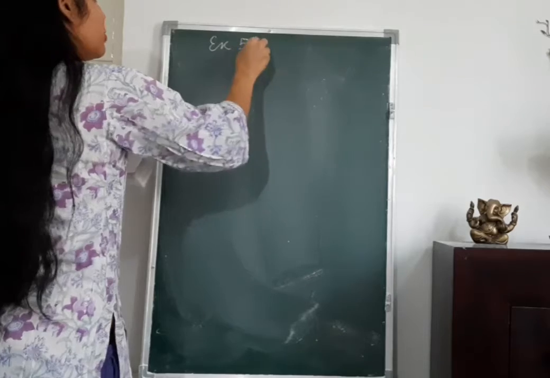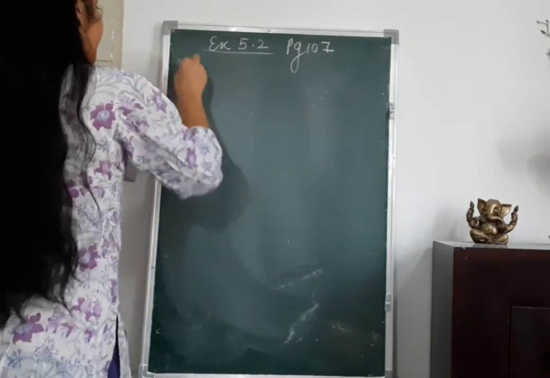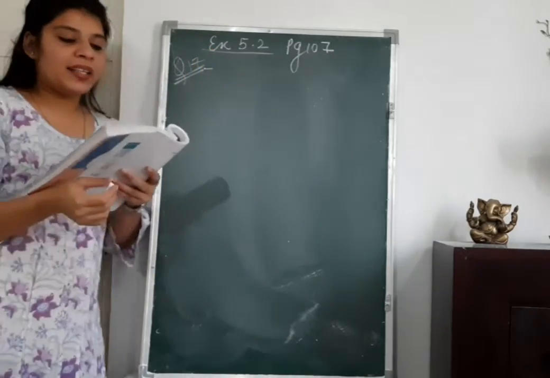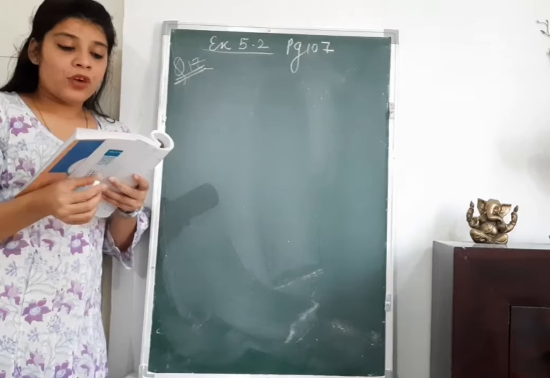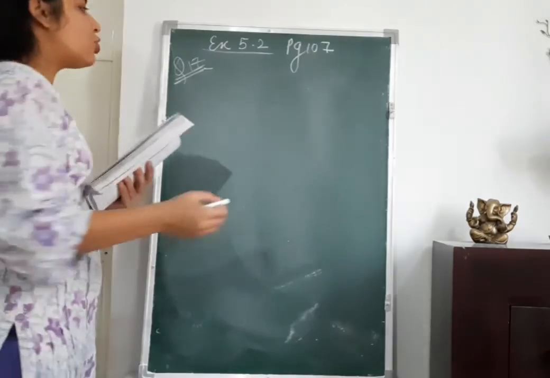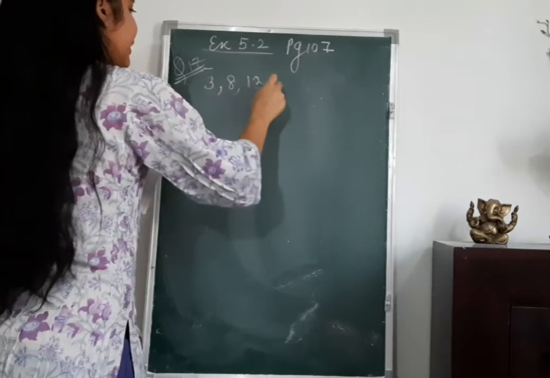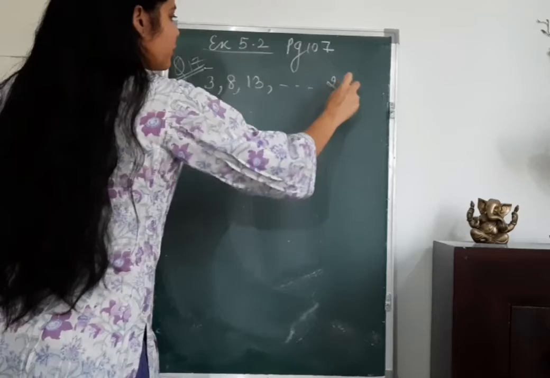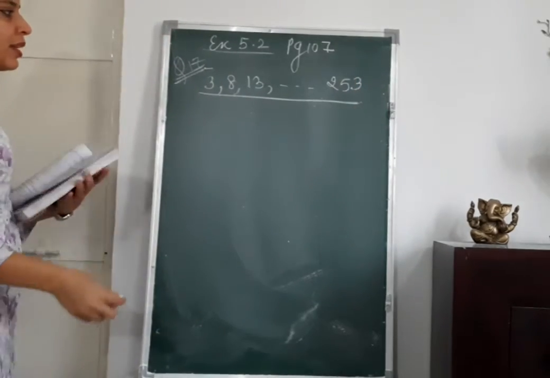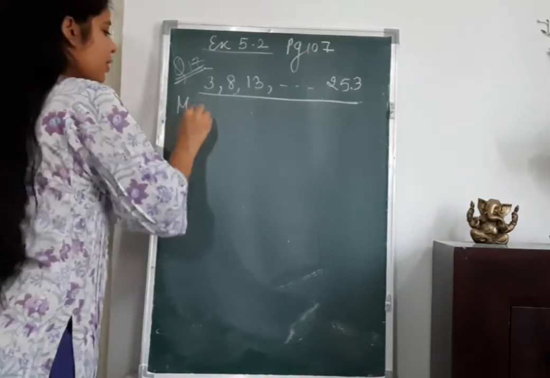Exercise 5.2 page 107, question number 17. Find the 20th term from the last term of the AP 3, 8, 13, ..., 253. Okay? So I am going to solve this question using two methods. Method 1.